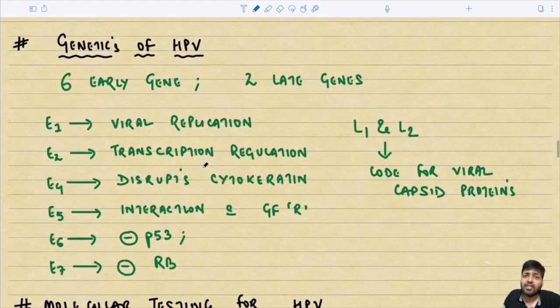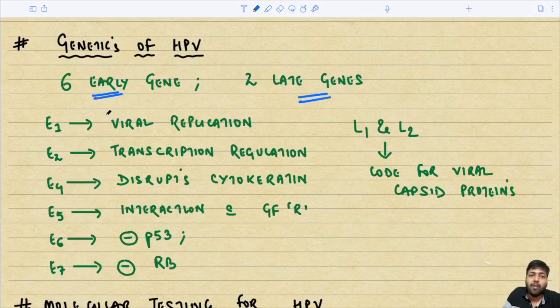Now, genetics of the HPV, again we are not going into the details, because we have already read about that in the chapter on cervical carcinogenesis. So over here we are just going to see certain relevant genes and their function. So there are 6 early genes and there are 2 late genes. So the 6 early genes are E1, 2, 4, 5, 6, 7. E3 was seen in bovine papillomavirus, not seen in human beings.